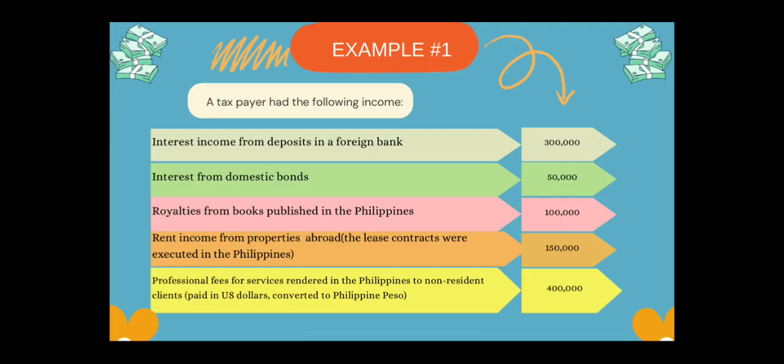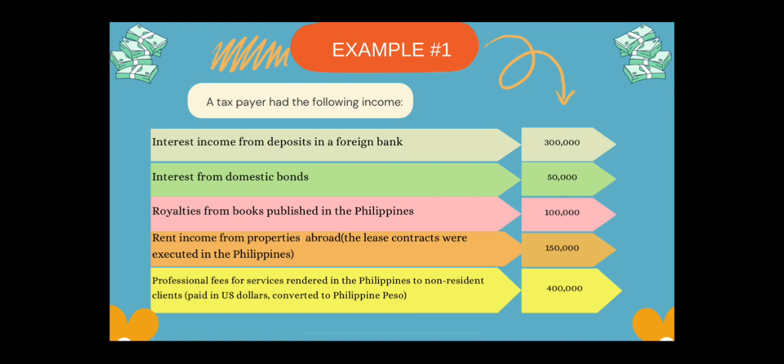Interest income from deposits in a foreign bank. This refers to the earnings an individual or entity receives from keeping their money in a bank located in a different country. So that's interest income from deposits in a foreign bank.